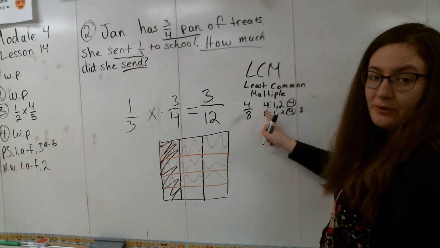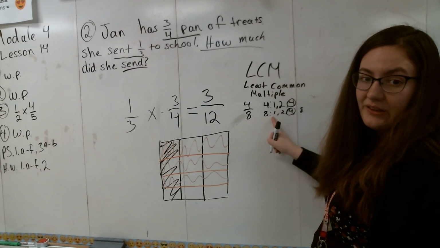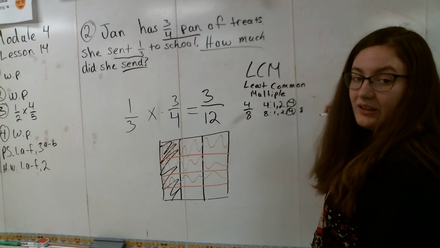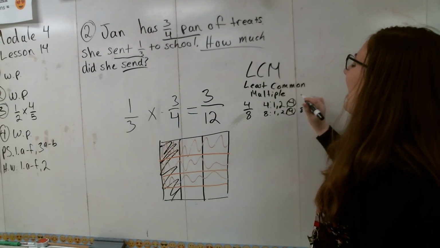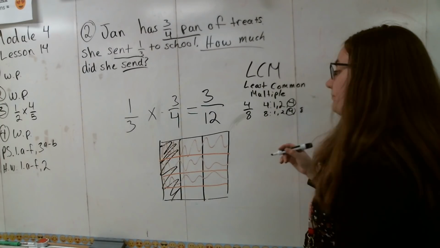So I listed out the factors of 4: 1, 2, and 4. And then for 8, I listed out the factors: 1, 2, 4, and 8. Since 4 is the greatest number that I am finding, it's the number that they can both be divided by.